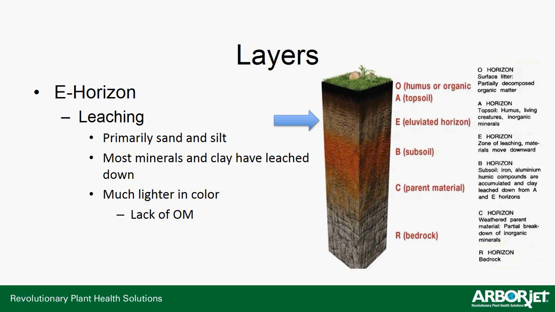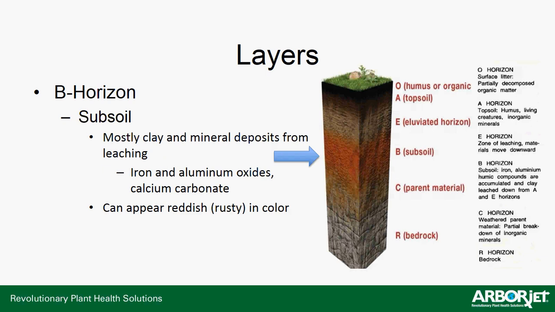Following that is your E horizon, eluviated. That means it's leaching. So that's primarily going to be made up of sand and silt. Most minerals and your clays have actually leached down through there. So they've gone through that layer and have gone down to the subsoil and parent material and maybe even all the way down to bedrock. So that's going to be much lighter in color because it's less healthy. It contains less nutrients, less minerals. It has a lot less organic matter.